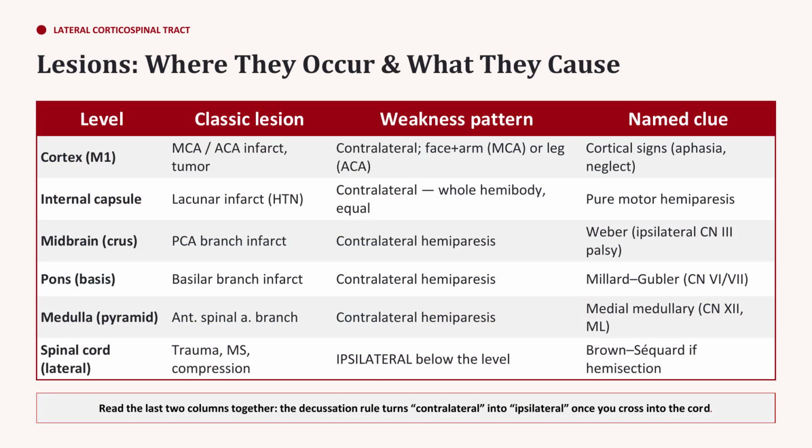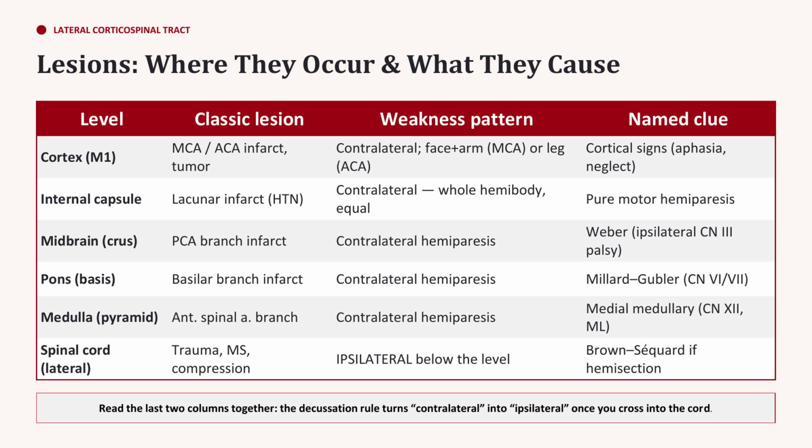This table walks the tract from top to bottom and pairs each level with its classic lesion and name syndrome, exactly the way boards test it. At the cortex, an MCA or ACA infarct gives contralateral weakness with the homuncular pattern we discussed, plus cortical signs like aphasia or neglect that tell you the problem is high. In the internal capsule, a lacunar infarct, the hypertensive small vessel lesion, gives a pure motor hemiparesis, the whole opposite side, face, arm, and leg weak in equal measure, with no sensory or cortical signs, because the tract is so compact there. In the brainstem, the tract is flanked by cranial nerves, which gives you the crossed syndromes. Midbrain.